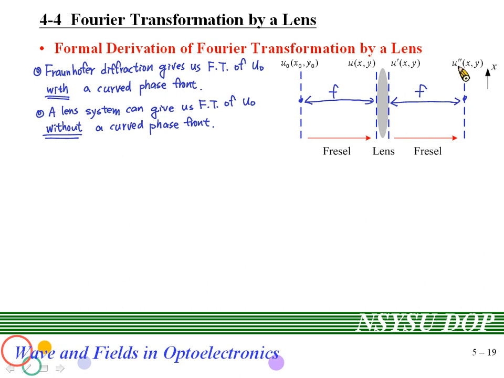We also define the Fourier transform of these four amplitudes. For u0, the corresponding Fourier transform is capital U0. For u, the Fourier transform is capital U. For u prime, the Fourier transform is capital U prime, and of course, for u double prime, the corresponding Fourier transform is capital U double prime.